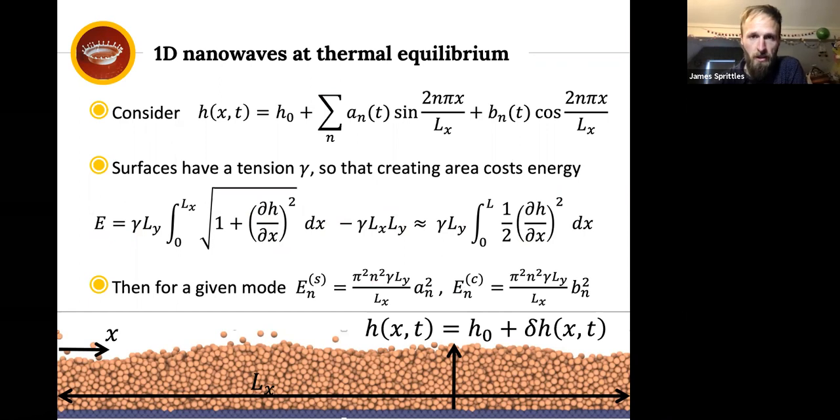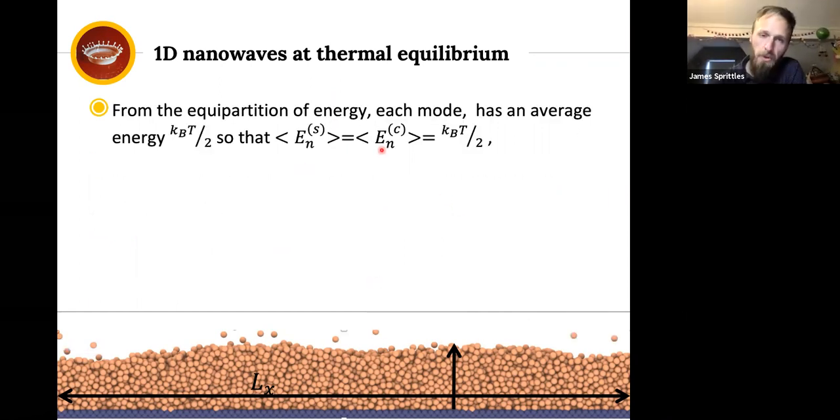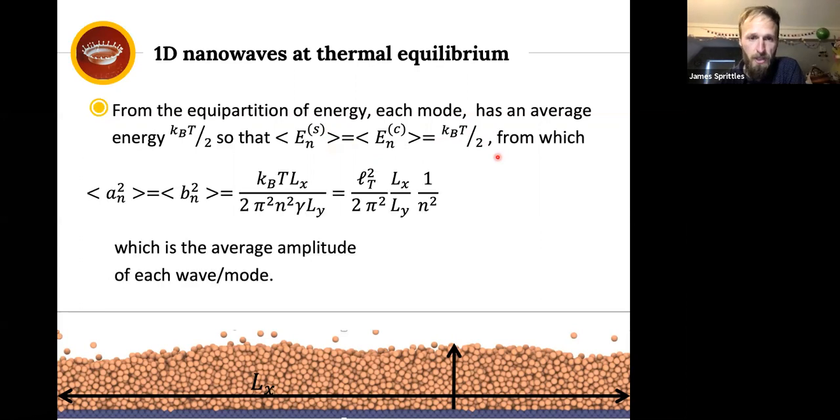Okay. Then we note that in thermal equilibrium, this is steady, so we expect the time average and the ensemble average to be the same. The average energy of each of these modes is given by these brackets here, and equal to kT over 2. And if we do that, we can find the average of the square of these coefficients, given by this expression here. Nothing new here, but it's nice to go through it to explain.